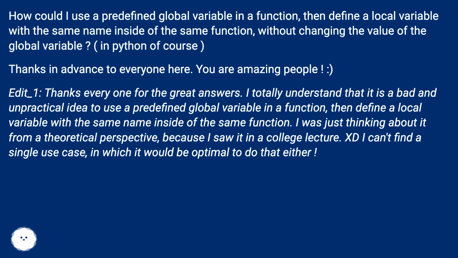Edit 1: thanks everyone for the great answers. I totally understand that it is a bad and impractical idea to use a predefined global variable in a function, then define a local variable with the same name inside of the same function. I was just thinking about it from a theoretical perspective, because I saw it in a college lecture. XD. I can't find a single use case in which it would be optimal to do that either.